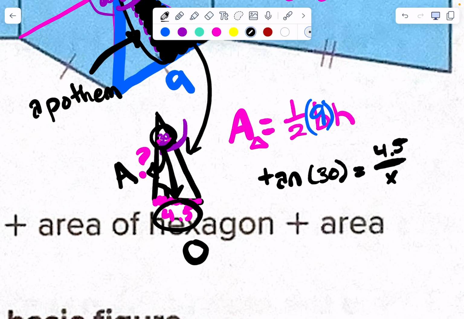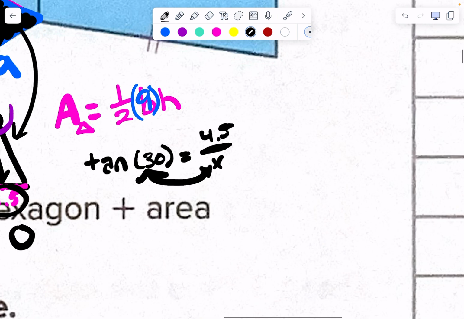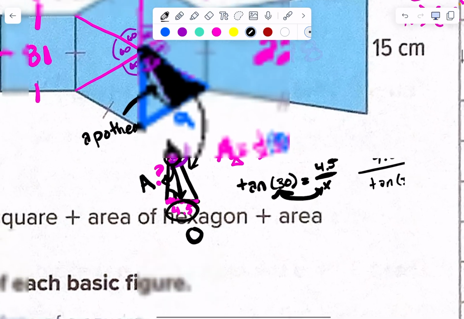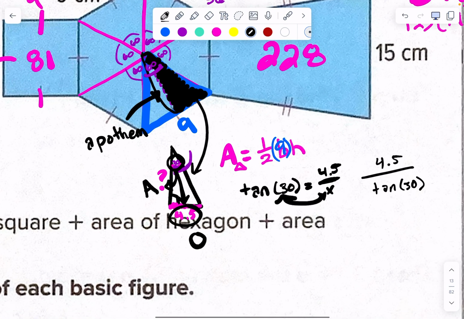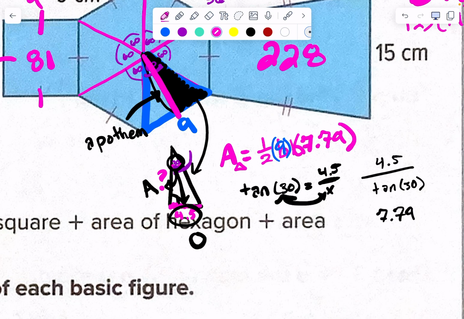Then we're trying to find that height, right? How do I solve for x? Switch them. 4.5 divided by tangent 30 is 7.79. That is what, folks? That's the question mark, and that is the apothem, the height. The apothem is 7.79. That is the height of our little triangle.